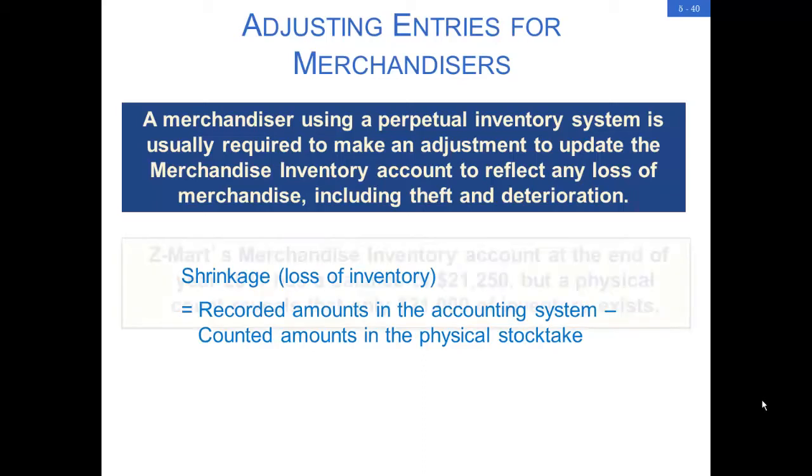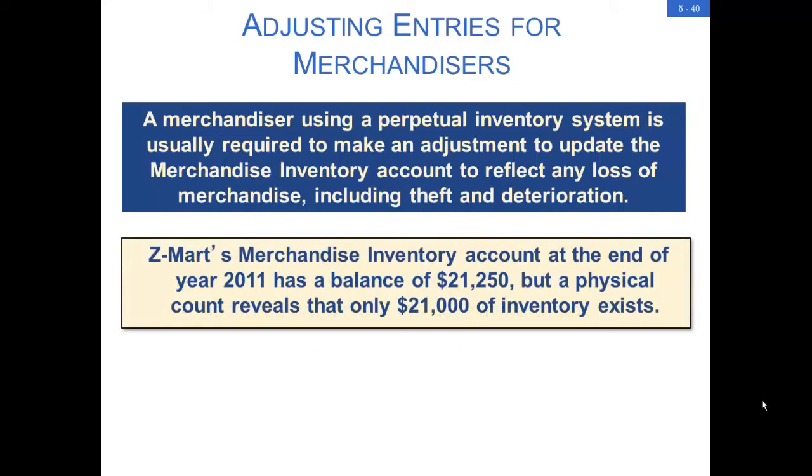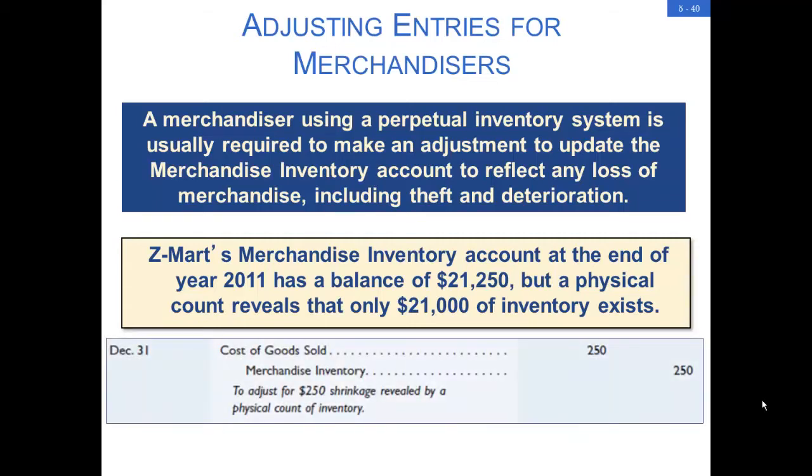To illustrate, Setmart's merchandise inventory account at year-end 2011 has a balance of $21,250. But a physical count reveals that only $21,000 of inventory exists. The adjusting entry to record this shrinkage will be a debit to cost of goods sold and a credit to merchandise inventory for $250. So the shrinkage increased the cost of goods sold in the current period, and the merchandise inventory account is updated to the appropriate amount.